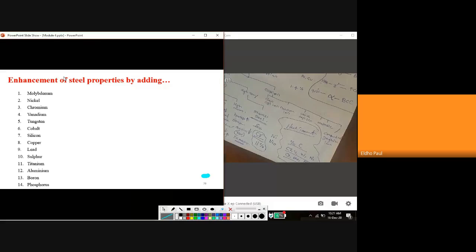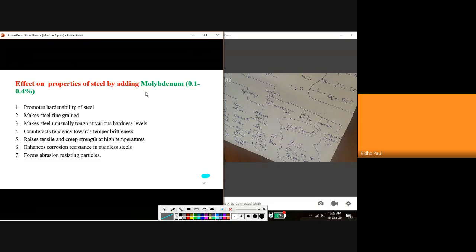In this, we have 14 alloy elements. What are the effects of the addition of these alloy elements? For example, in the case of molybdenum, it promotes the hardenability of the steel. The steel becomes fine grained and is usually tough at various hardness levels. Toughness is increased, and it counteracts the tendency towards temper brittleness. Tensile strength is raised, strength at high temperature is kept, and it enhances corrosion resistance and abrasion or wear resistance. That is the enhancement of properties by the addition of molybdenum, added in percentages between 0.1 to 0.4%.